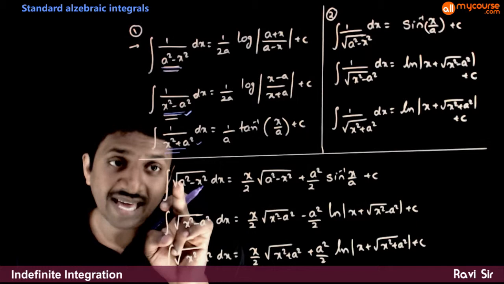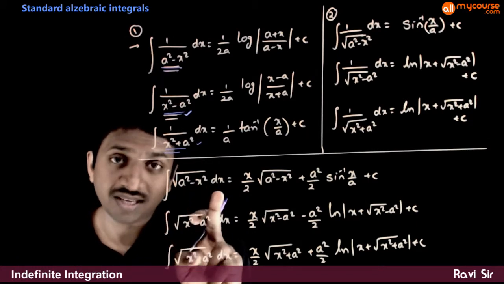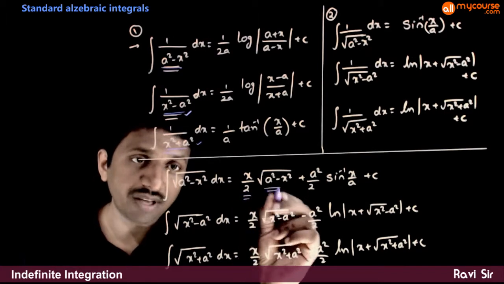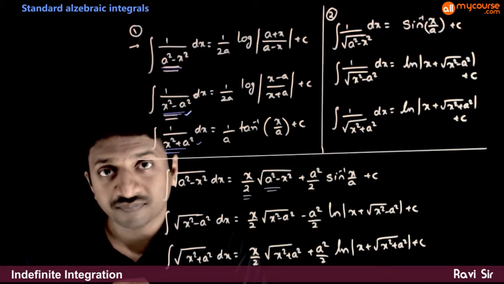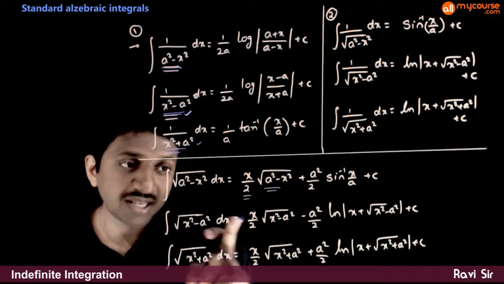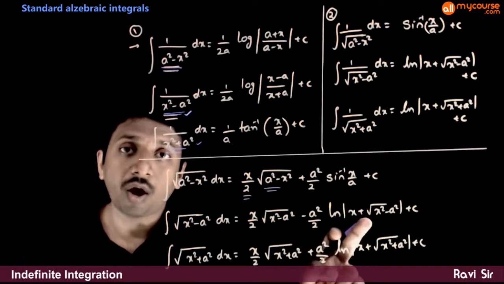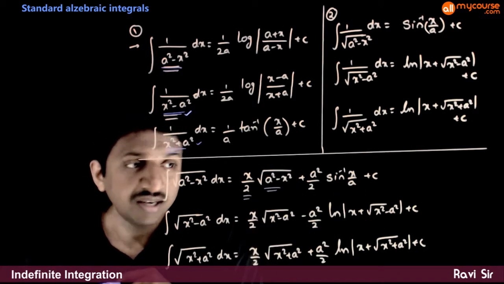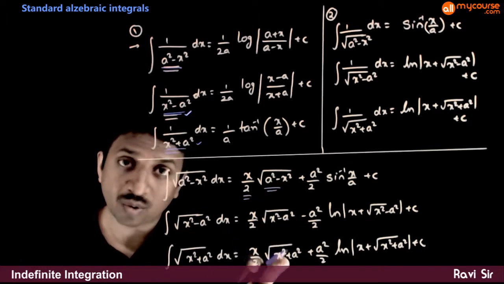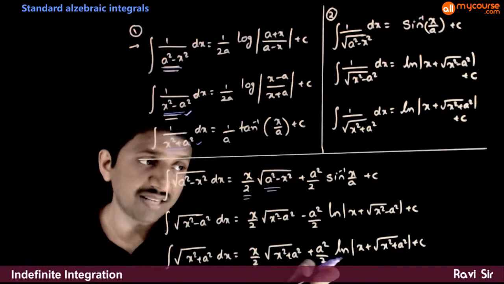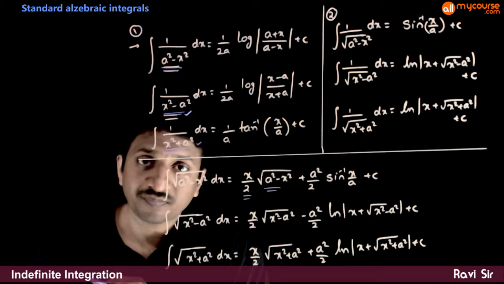And if you have directly root of quadratic in the numerator, so root of a square minus x square is x by 2 into root of a square minus x square plus a square by 2 sin inverse of x by a. And root of x square minus a square is x by 2 root of x square minus a square minus a square by 2 log of x plus root of x square minus a square. And root of x square plus a square is x by 2 root of x square plus a square plus a square by 2 log of x plus root of x square plus a square.